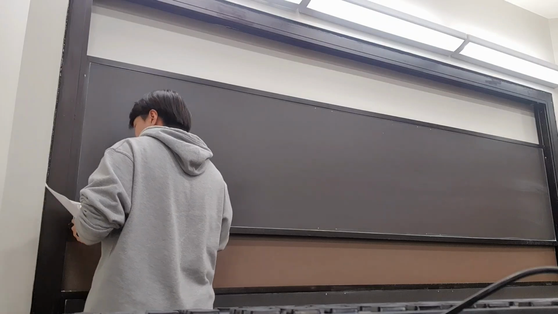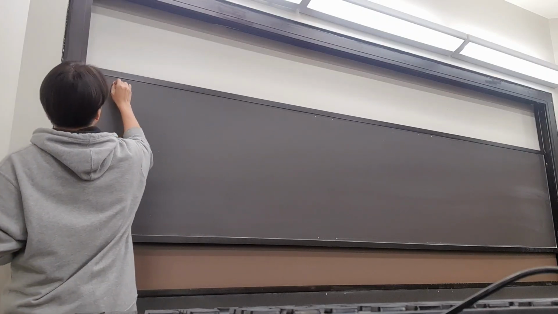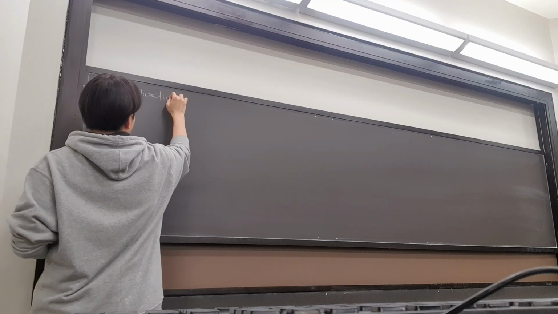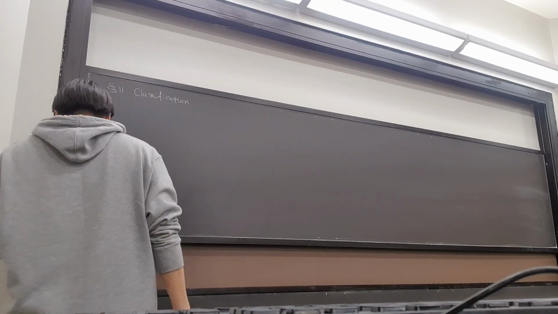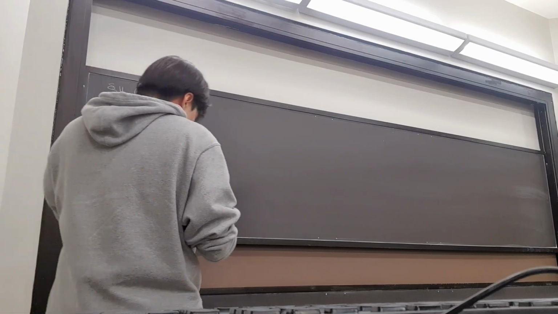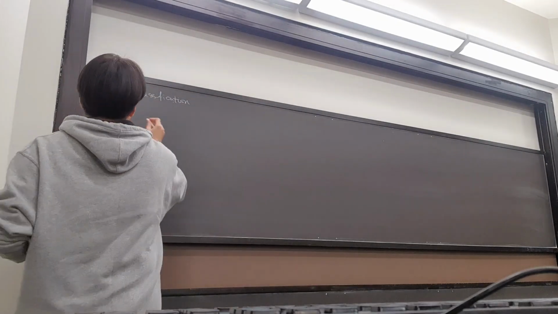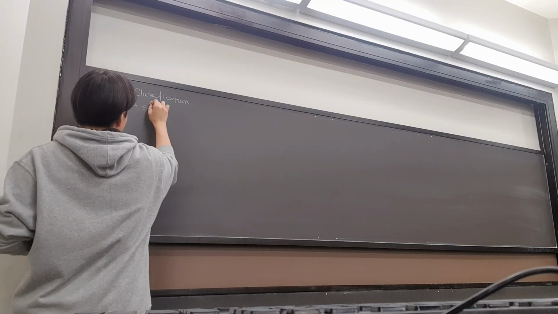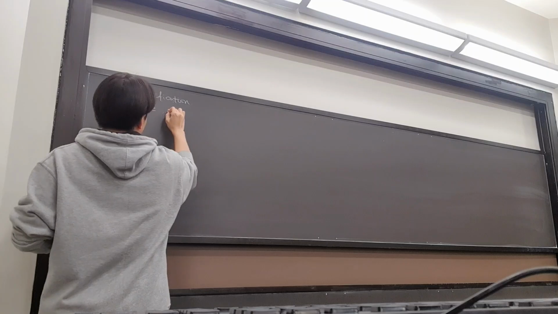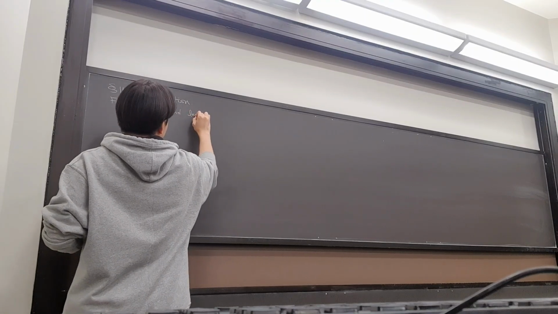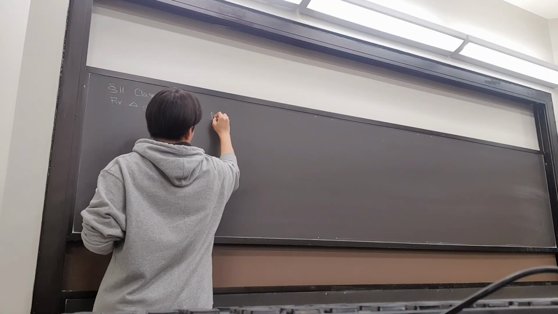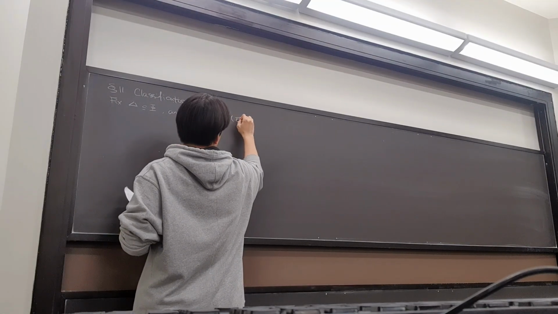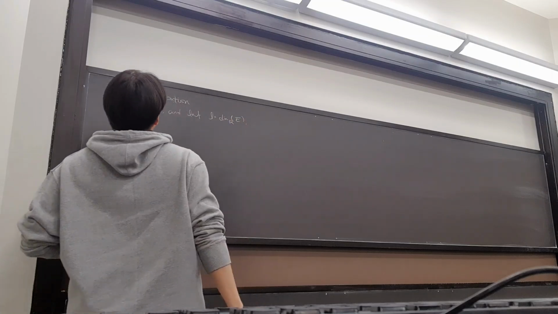So today's chapter is 11, classification. So first, I want to define the Cartan matrix. So take a base Delta in a root system Phi, and suppose that the dimension of E is l.